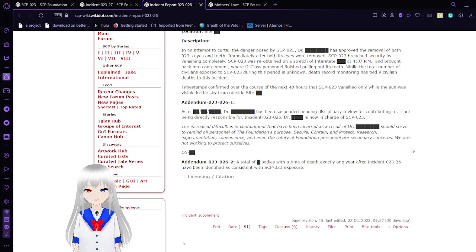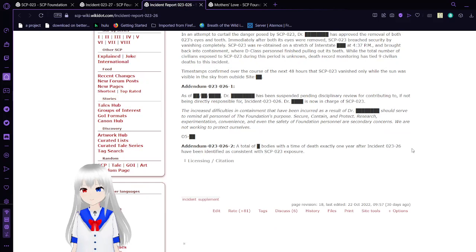Dr. Utter Blank is now in charge of SCP-23. The increased difficulties in containment that have been incurred as a result of Dr. Blank should serve to remind all personnel of the Foundation's purpose: secure, contain, and protect. Research, experimentation, convenience, and even the safety of Foundation personnel are secondary concerns. We are not working to protect ourselves. O5 unknown.